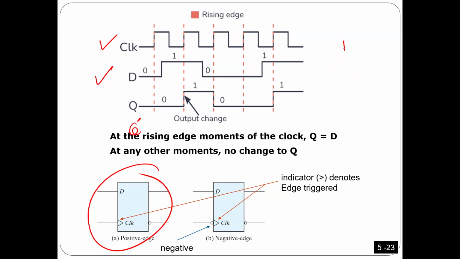So D flip-flop is very easy because in D flip-flop, Q is equal to D. Very easy, Q is equal to D. If D is 0, you store 0. If D is 1, you store 1. But at specific times. Any questions? Okay. Let's look at how JK flip-flop works.